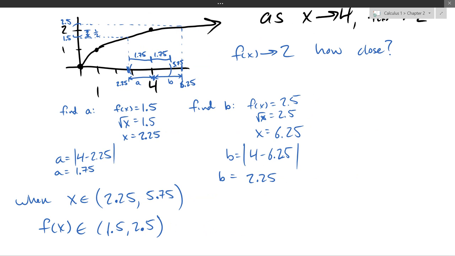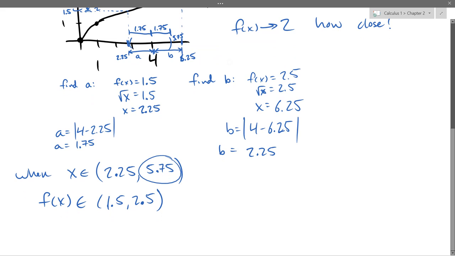Questions on this right here. We said if x is this close to 4, y is going to be within 1 half of 2. So we picked some area, a neighborhood around 2, and said what neighborhood around 4 does it take to get inside that neighborhood? Is there a question? Nope. It would have been true just as well.